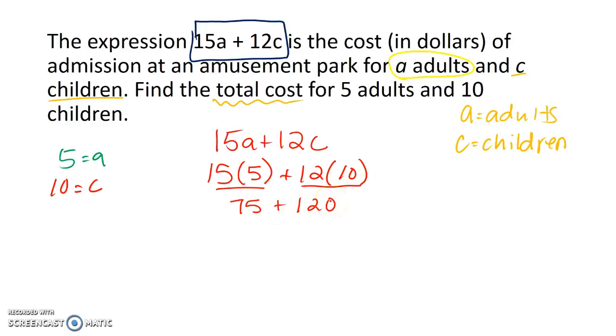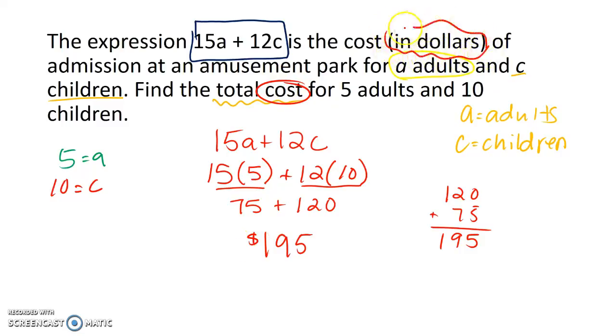So when you add those two up, if you have to do that to the side, you should end up getting 195. But that wouldn't be our final answer because we're talking about total cost. So we know this is in dollars since it tells us in the very beginning in dollars. So your answer is $195.